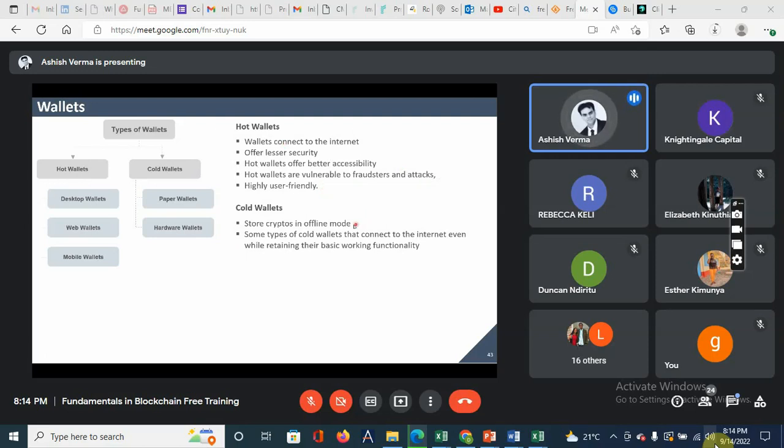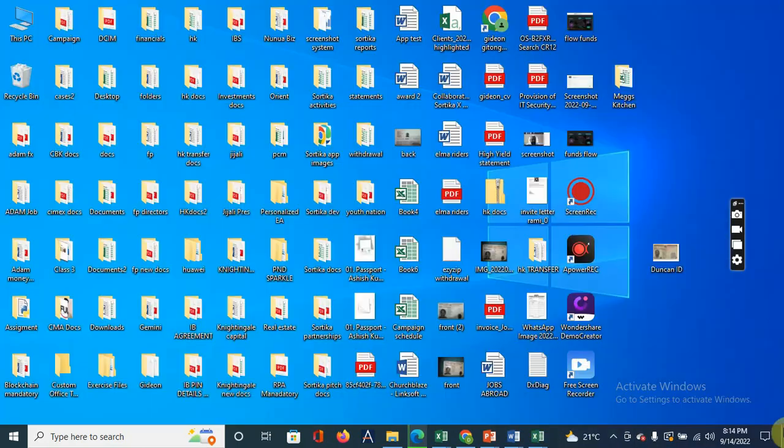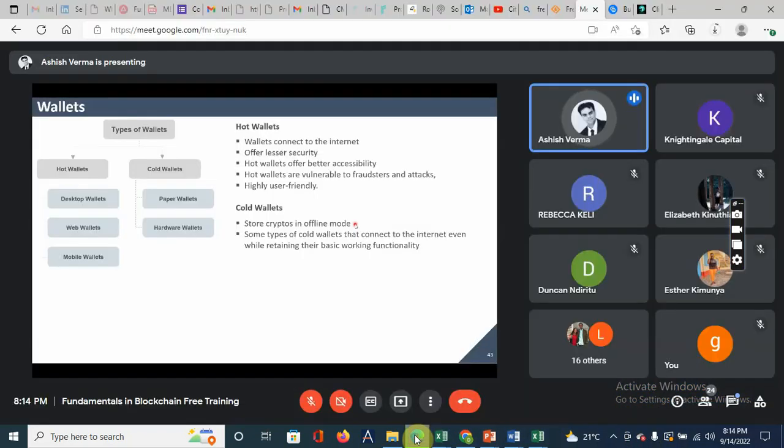Cold wallets are generally in offline mode. Some types of cold wallets connect to the internet while retaining their basic working functionality. So what happens? Cold wallets are generally offline, but if you have to do a transaction, then you have to go online. Let's say you have a USB drive, so you plug that into your laptop. That laptop will read the flash drive, and only for that particular time will the cold wallet be connected to the internet. For all other time, it won't.